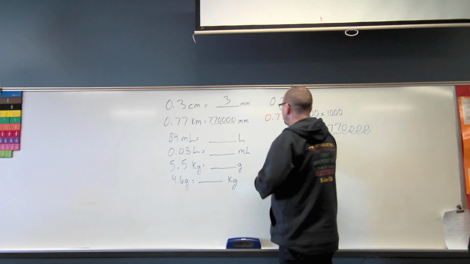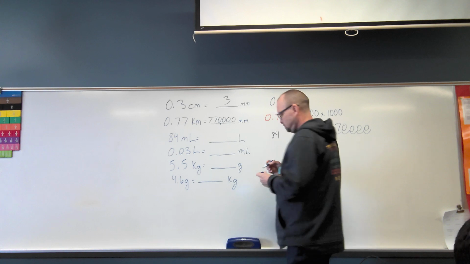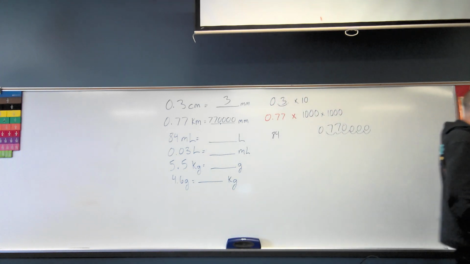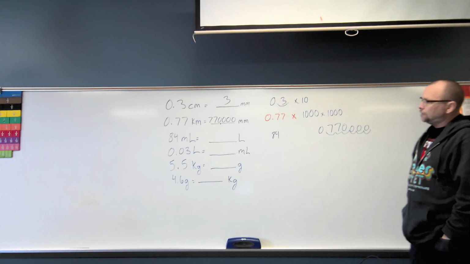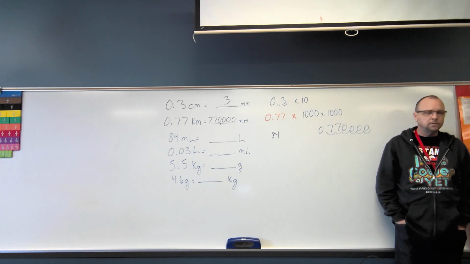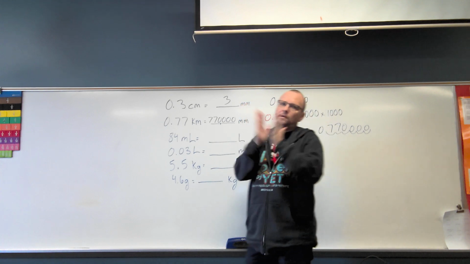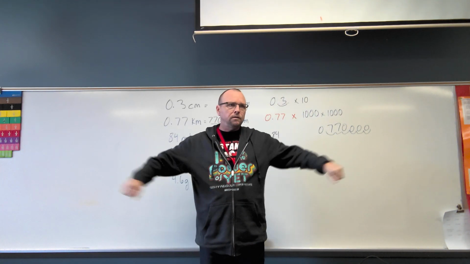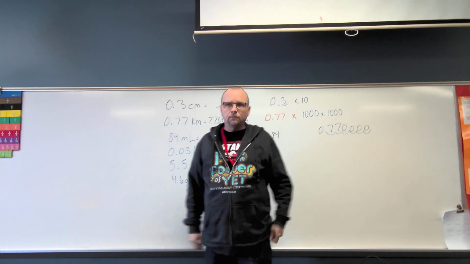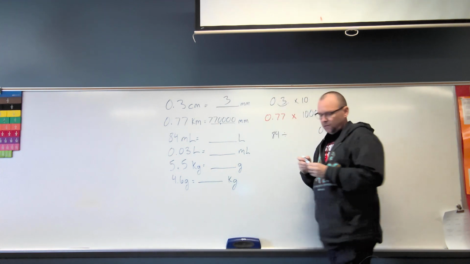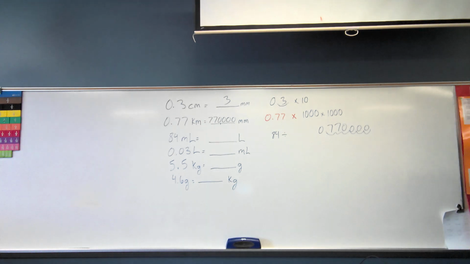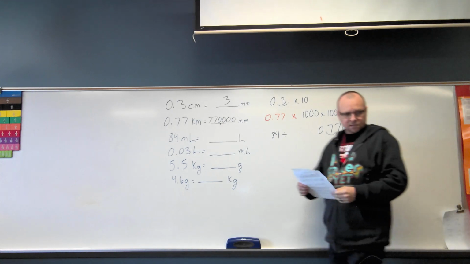So I know I'm going to do something with my 84. Which is bigger, milliliters or liters? Liters. So I'm going from milliliters, which are smaller, to liters, which are bigger, which means division. How many milliliters are in 1 liter? 1,000. So I'm going to divide by 1,000.